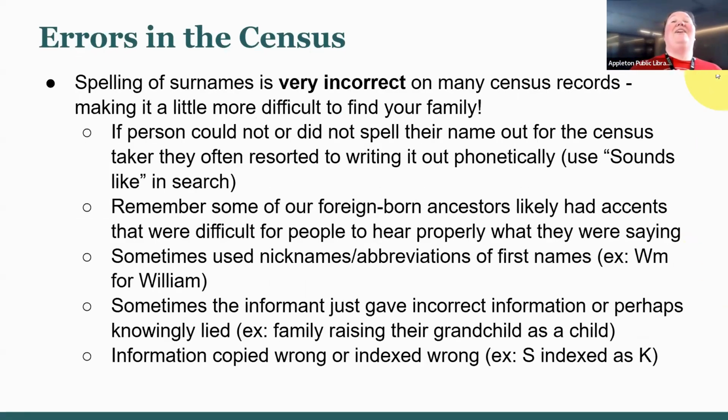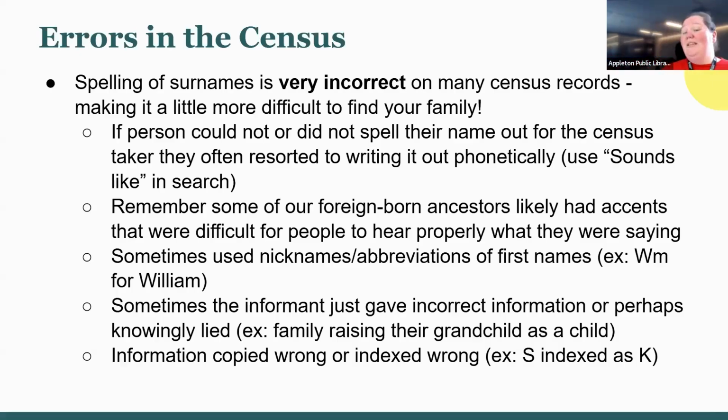Again, spelling, very incorrect in the census, making it a little more difficult to find your family. So again, if the person could not or did not spell their name, they often resorted to writing it out phonetically. So something like "sounds like." Remember, some of our foreign-born ancestors likely had an accent and they were difficult for people to hear what they were saying properly. Especially if the census taker is Irish and your ancestor's German, those accents sound different to different people, of course.